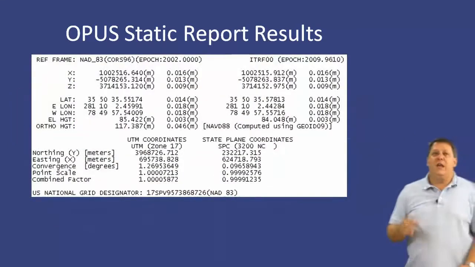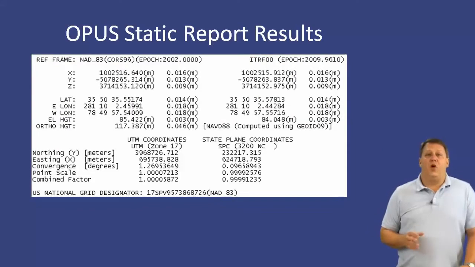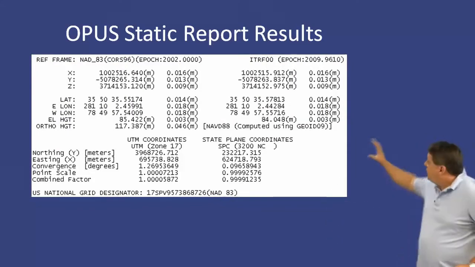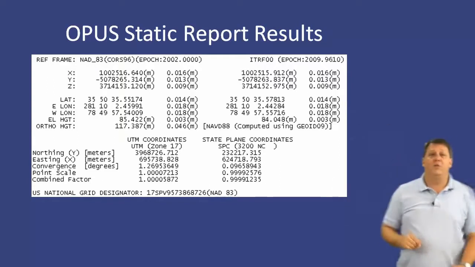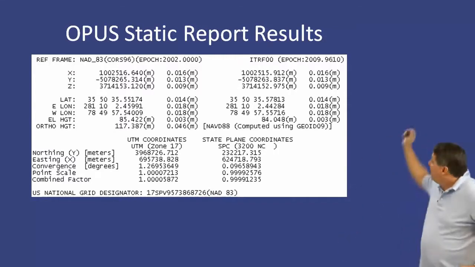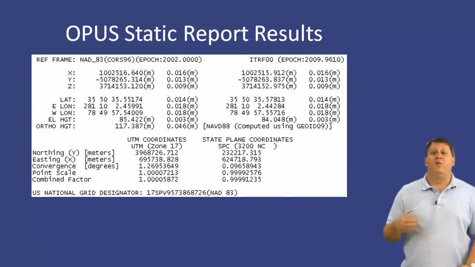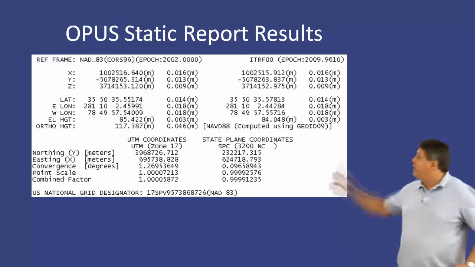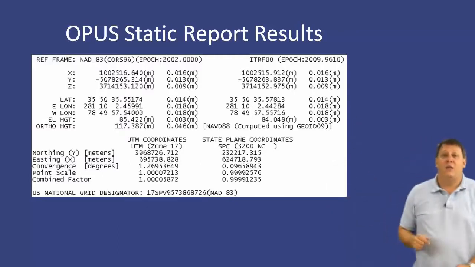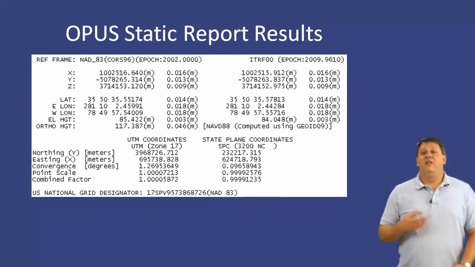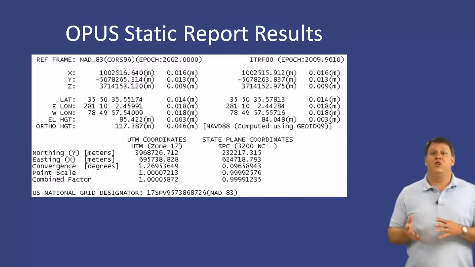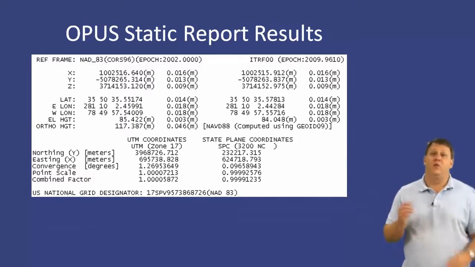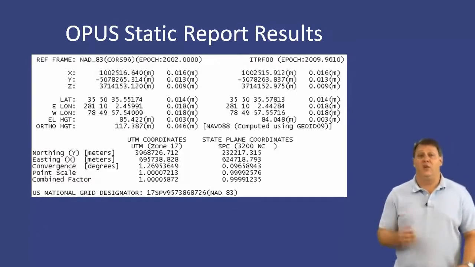Continuing on in an OPUS static report, we're getting to the meat and potatoes section of it. We have 2 reference frame columns. We have the NAD83 reference frame column with its datum tag, and then we have the ITRF reference frame with its datum tag. We're going to concentrate on the NAD83 column, and as we go down, we can see our answers in X, Y, and Z. We see our latitude and longitude, notice east and west, so it depends upon which way you leave Greenwich, England to get to your point.